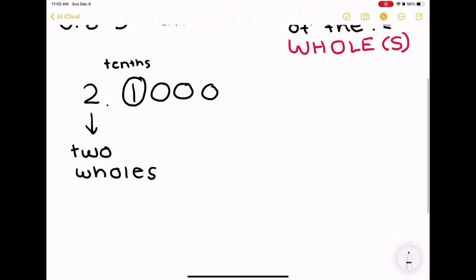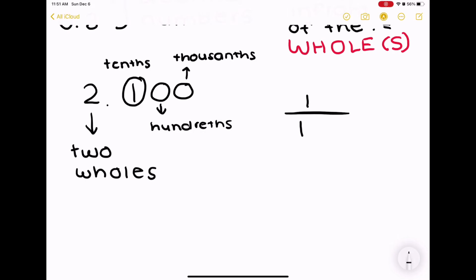And if there's a 0 in front of the decimal point, there are no wholes whatsoever. So in this case, the 1 is in the tenths place, and then I went ahead and drew a bunch of zeros. So the second one is in the hundredths, and the third one is in the thousandths.